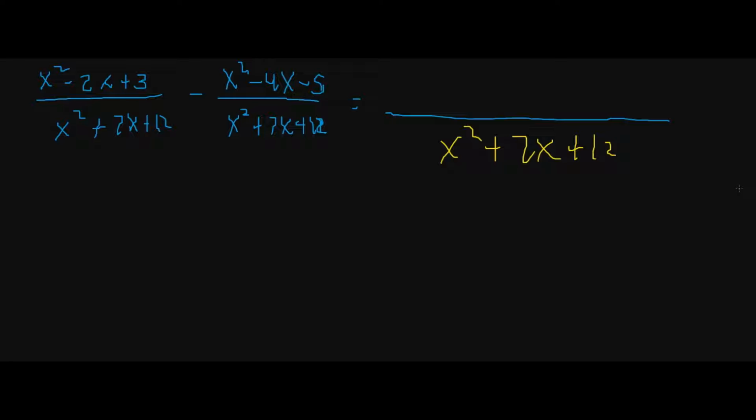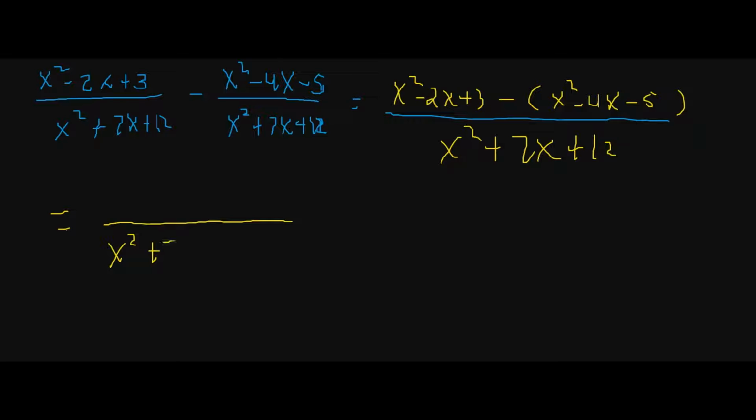And then now, I'm just going to write the first term, x squared minus 2x plus 3. And I'm going to do minus this entire second expression on the numerator. So if I go to rewrite this, I'm going to get x squared minus 2x plus 3. The first term is going to stay the same. Minus x squared, so it's going to be minus x squared minus negative 4x, so it's going to turn into a positive 4x. And then minus negative 5, and it's going to turn into a positive 5.